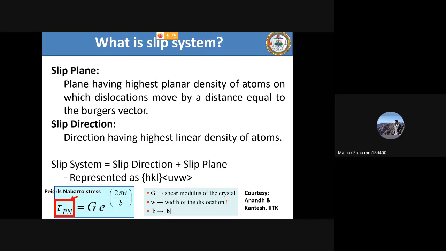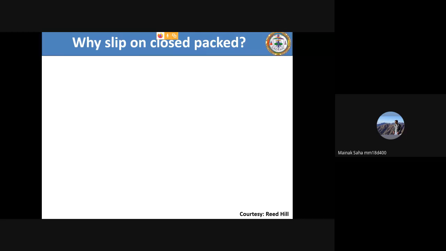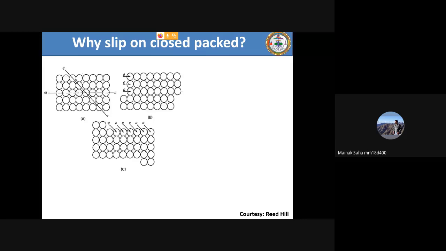Got it? Okay, so you can also read more about it. Since it's a very short class, I just wanted to give you a brief idea. So just quickly moving on to the next slide. Now, why slip on the close-packed plane? Because I briefly discussed it, and now just a very small thing to show you.